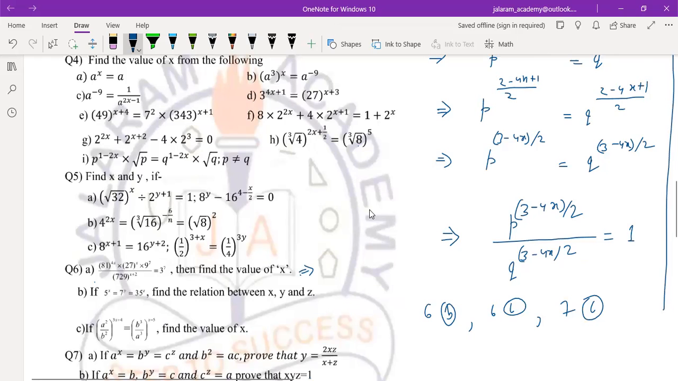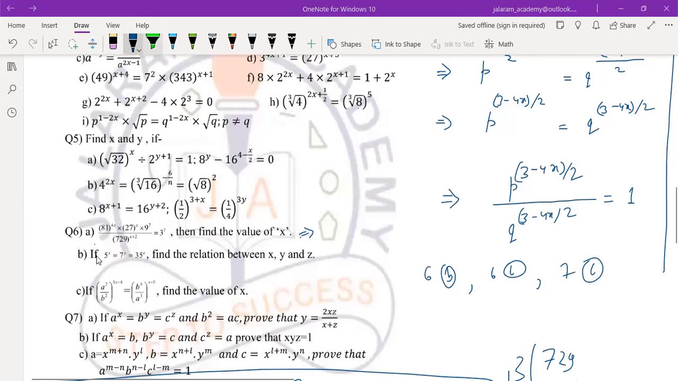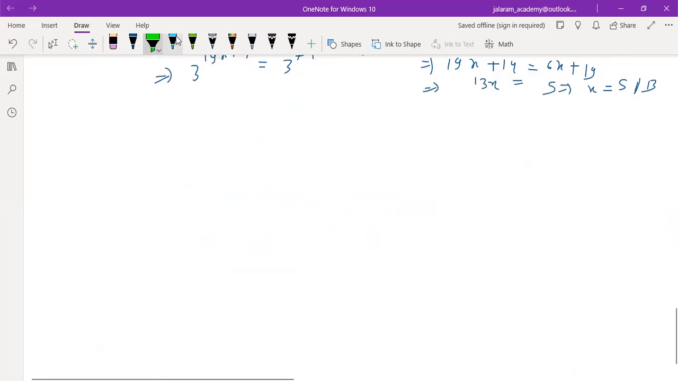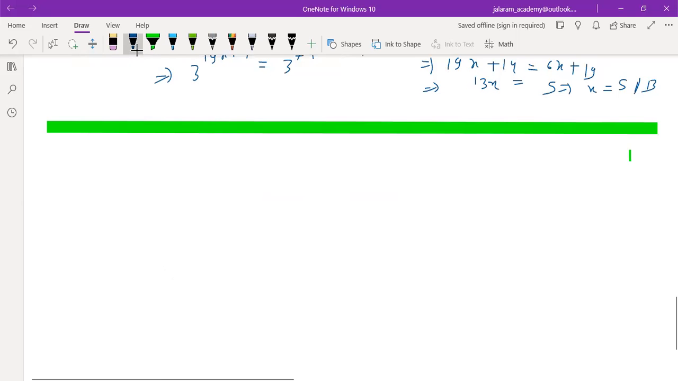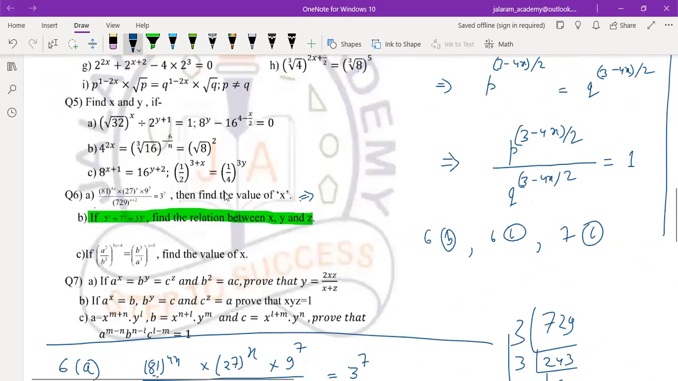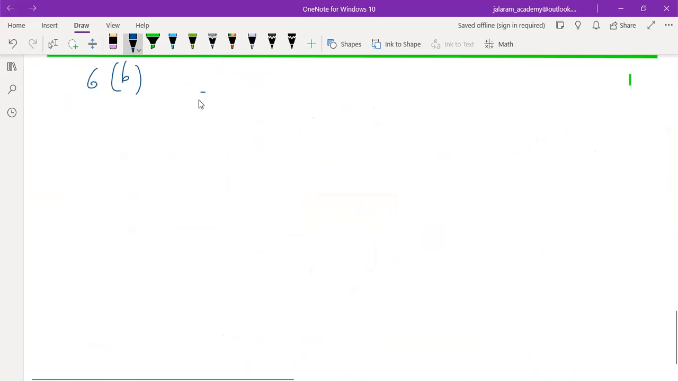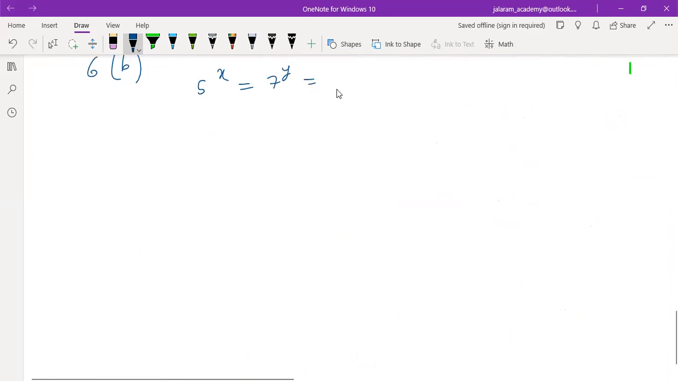Now read question number 6b. Read it. Okay, sir. Sir, if 5 to the power x equals 7 to the power y equals 35 to the power z, find the relationship between x, y, and z.